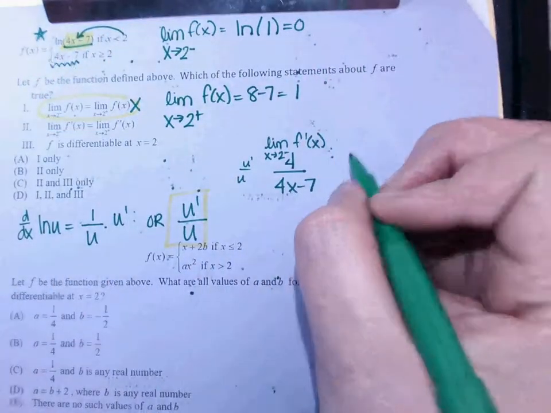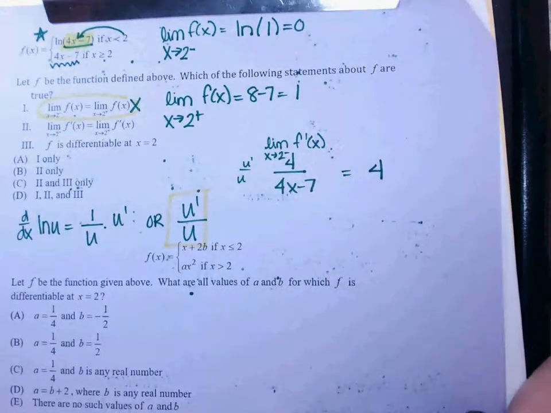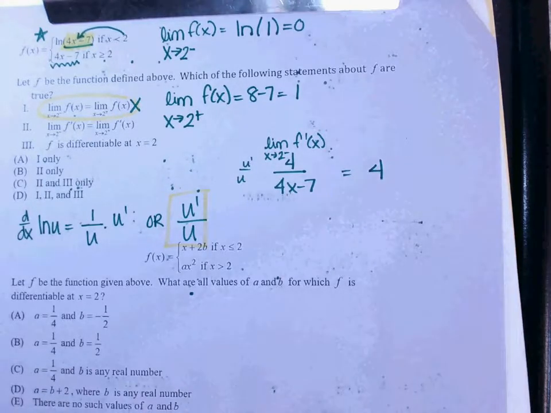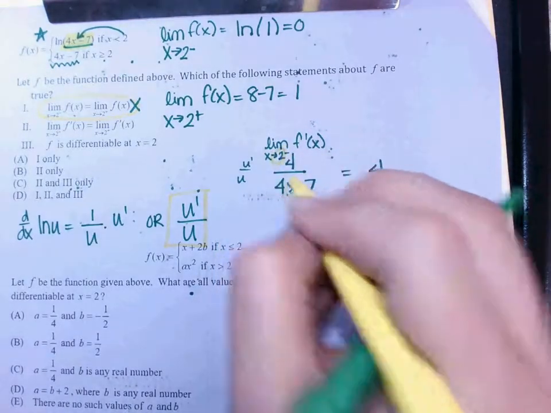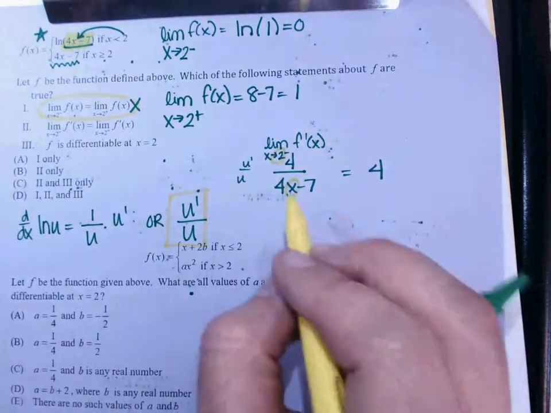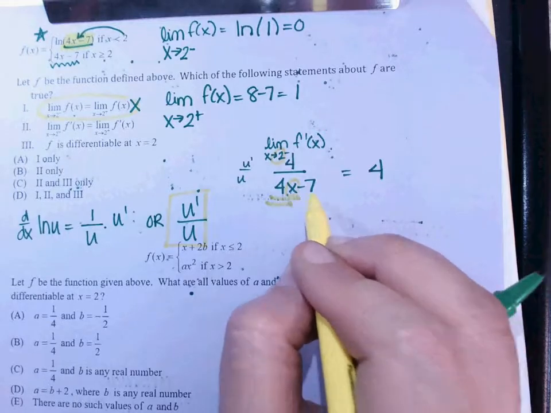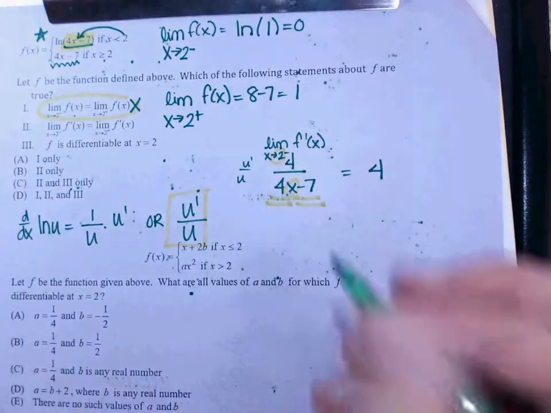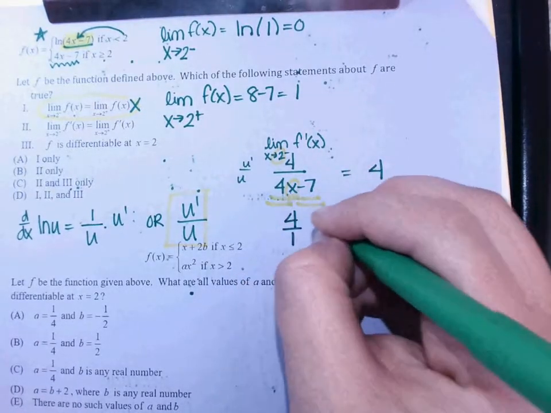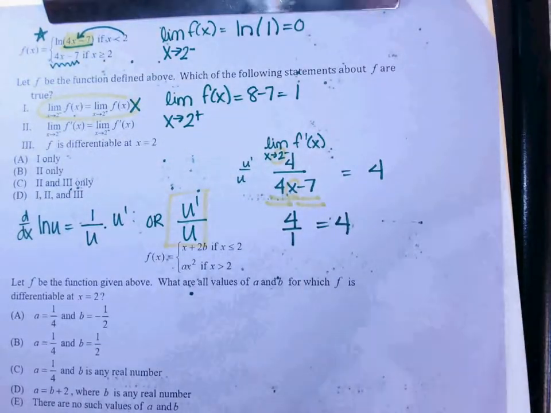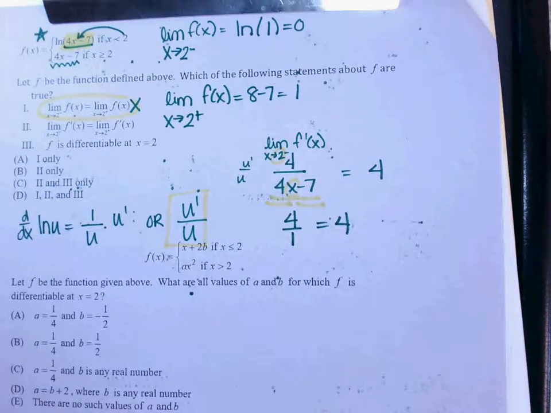Just 4. And if I plug in 2, are those sides going to come out to be the same? Think about it for a second before you answer so everybody can think about it. I'm going to plug in 2 right here. What's 4 times 2 on the bottom? 8 minus 7 is 1, so 4 over 1. Is that equal to 4? Yes. So are my derivatives the same from both sides?